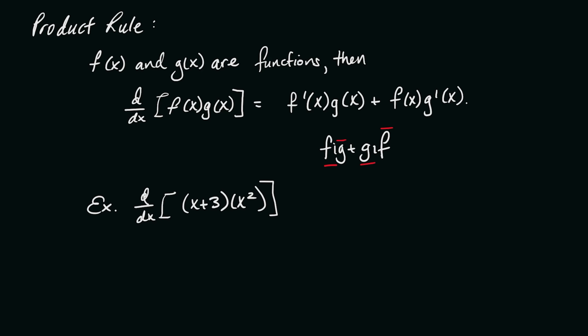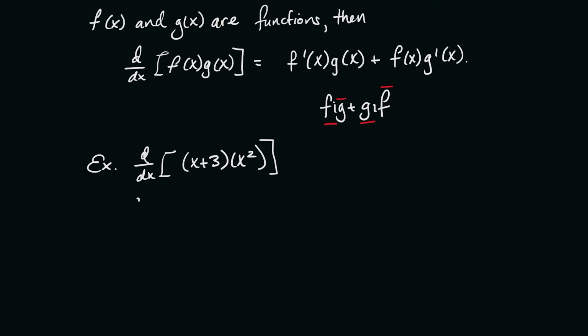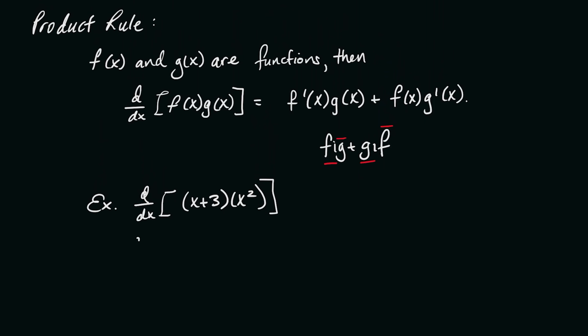So now we know that f of x is equal to x plus 3 because that's the first function. And then f prime of x is just equal to 1, since x is a variable and the derivative of any variable is just 1. And then we have g of x is equal to x squared, while g prime of x is just equal to 2x.